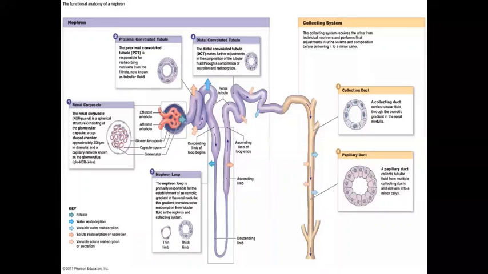Okay, so the collecting system receives the urine from individual nephrons and performs final adjustment in the urine volume and composition before delivering it to the minor calyxes. From the minor calyx, you have the major calyx. After the major calyx, you have the renal pelvis that is connected to the ureters. From the ureters, the urinary bladder, then via the urethra and the urethral opening, the urine can be released to the outside world. So this is the collecting system. Mainly we have the collecting tubules and the collecting ducts.